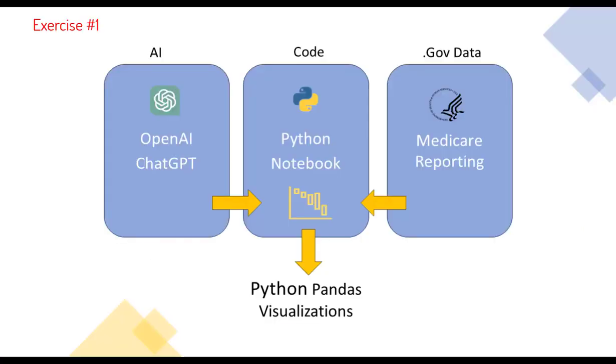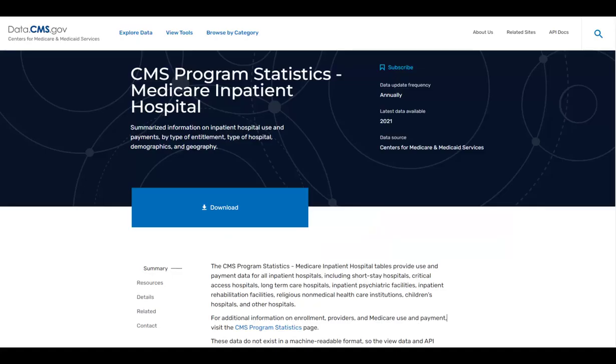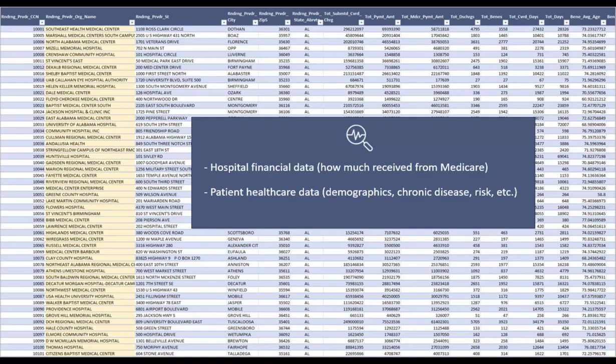For the first exercise, we'll import some hospital performance data into a Jupyter notebook and let ChatGPT write Python code against it. Here's the source of the government data. It's Medicare data that basically has hospital financials and patient data and patient demographics. Let's go.